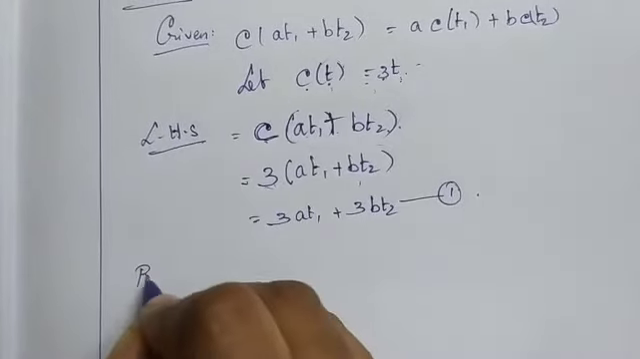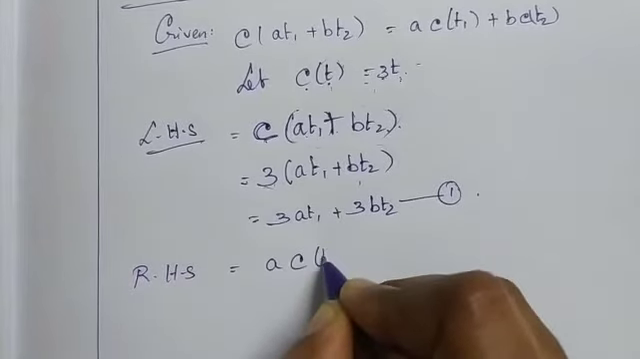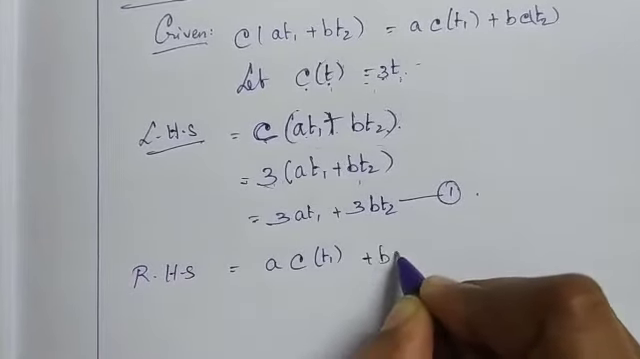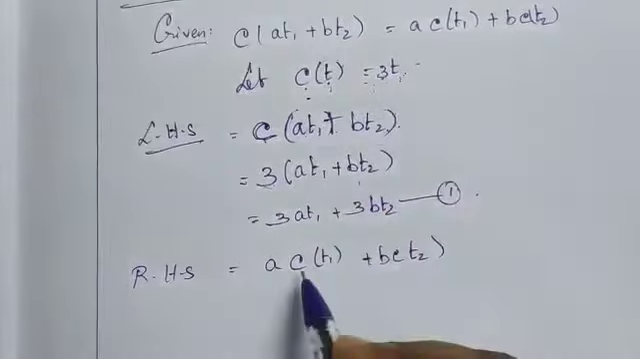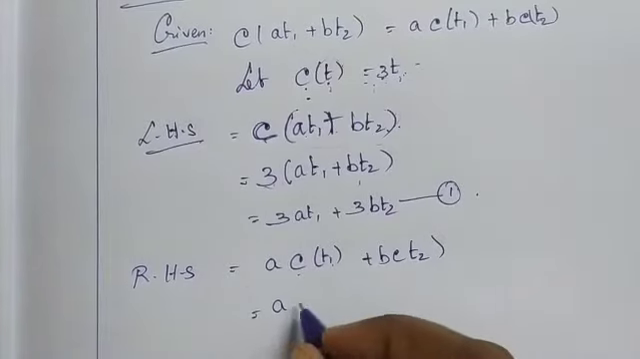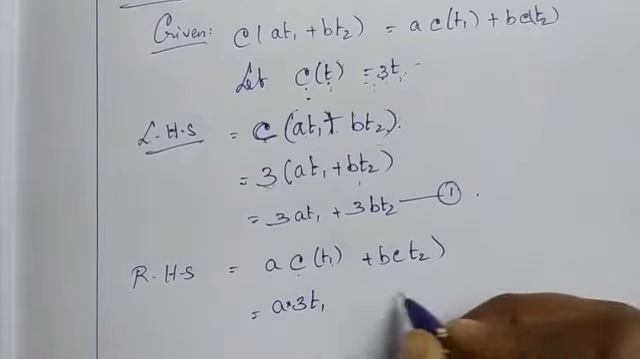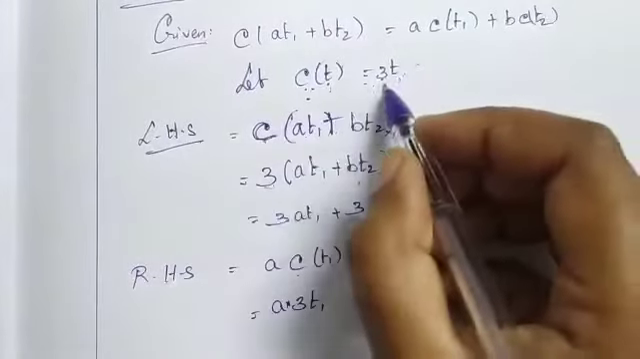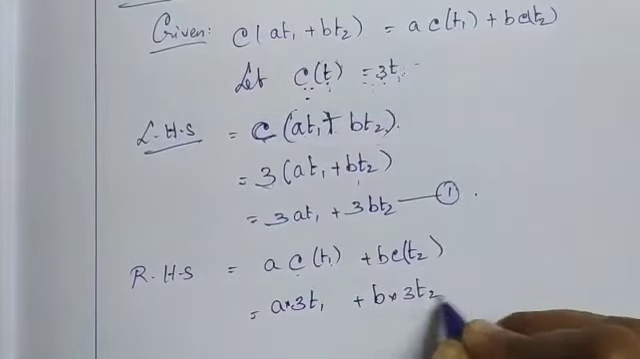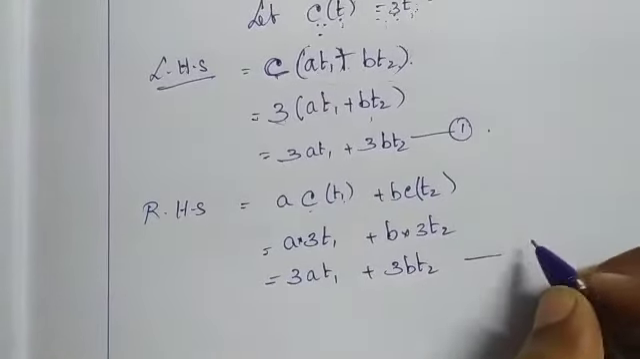Now see the right hand side. a C of t1 plus b C of t2. C of t is equal to 3t. C of t1 means 3t1. Plus b into C of t2 means 3t2. Now multiply, 3a t1 plus 3b t2. Take it as equation 2.